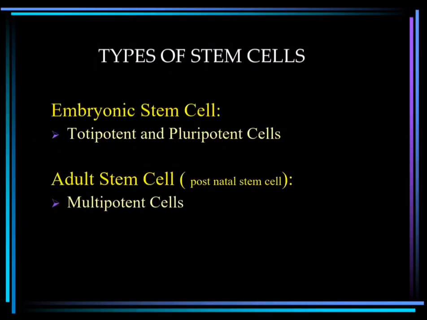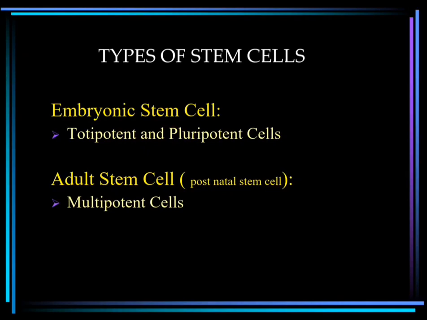Now, types of the other stem cells. What are embryonic stem cells? Embryonic stem cells are stem cells derived from the undifferentiated inner cell mass of a human embryo. They are pluripotent and totipotent too sometimes.